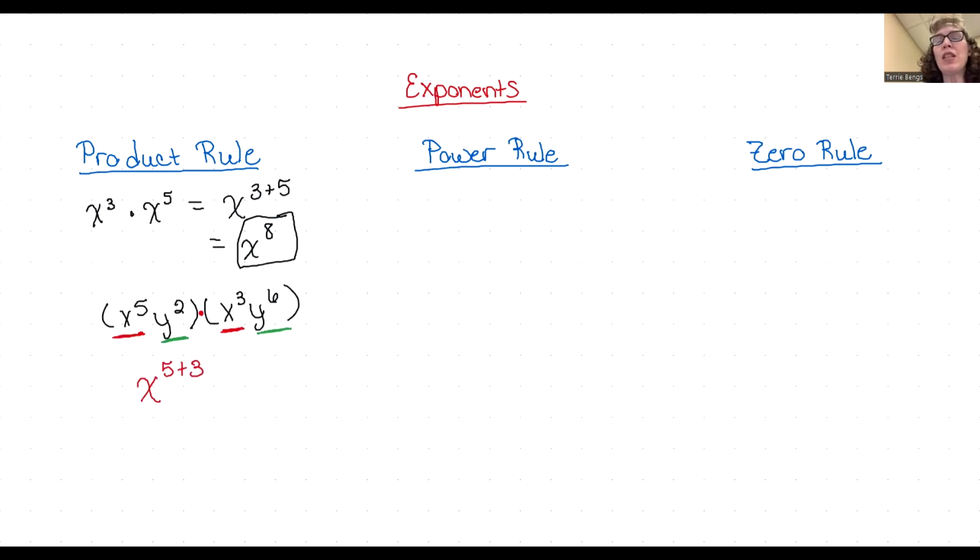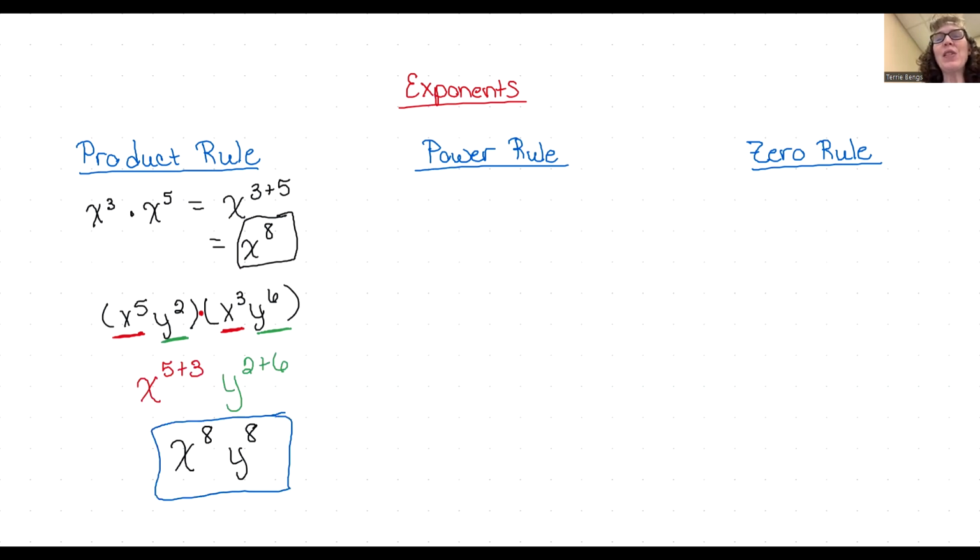And then we're going to do the same thing with the y. We have a y to the 2 and a y to the 6. So we're just going to add those exponents, 2 plus 6. So let's go ahead and finish this problem out, and we can say that x to the 5 plus 3 would just be x to the 8, and y to the 2 plus 6 would be y to the 8. So our answer here is x to the 8, y to the 8.